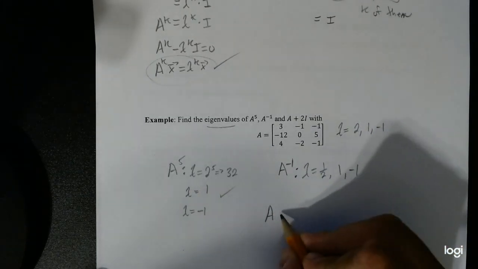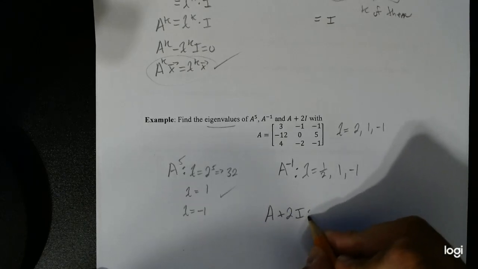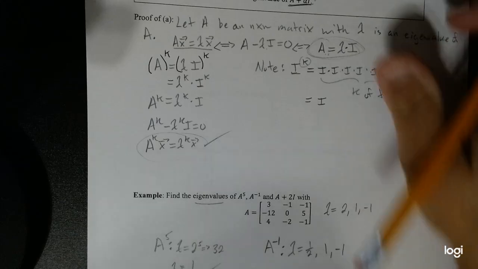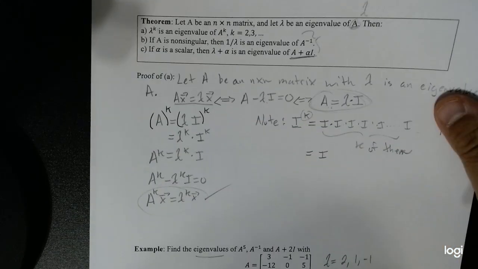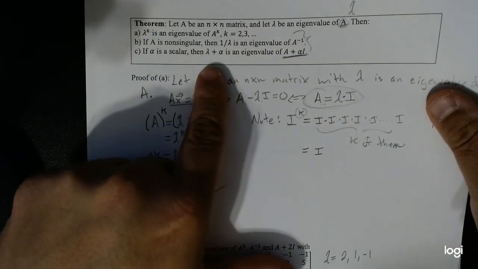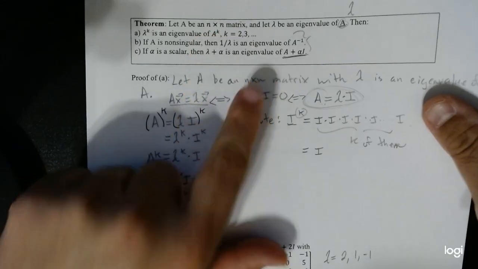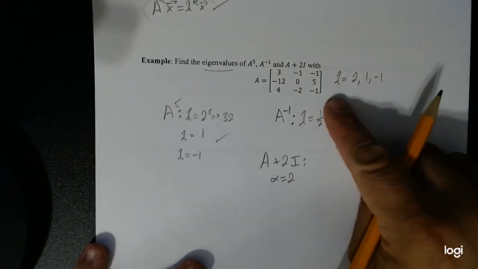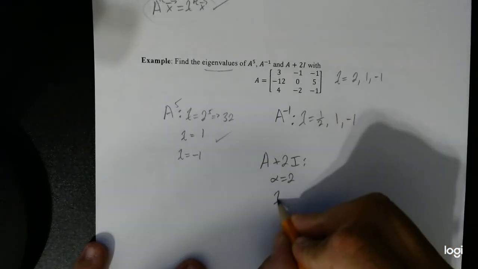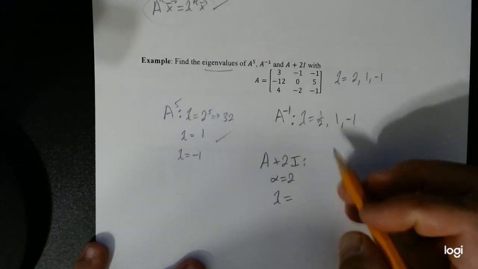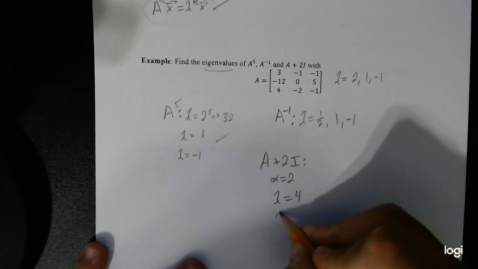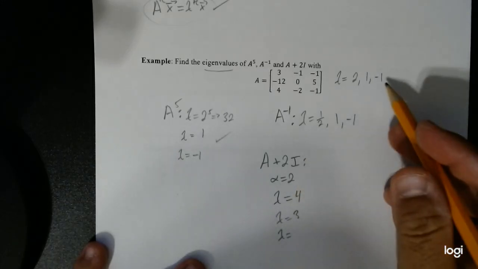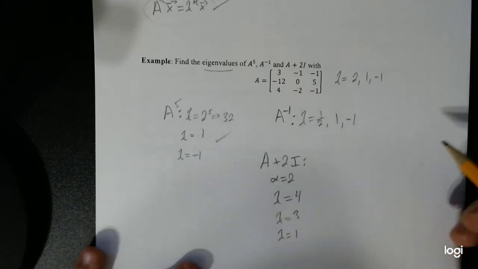And then the last one is A plus 2I. Again, going back up here, our alpha in this case will be 2 in this part C. So all I have to do is add alpha to each individual lambda, and that guarantees it. Alpha is 2 in this case, so every single eigenvalue I'm adding 2. So 2 plus 2 is 4, 1 plus 2 is 3, and finally negative 1 plus 2 is 1, and we're done.